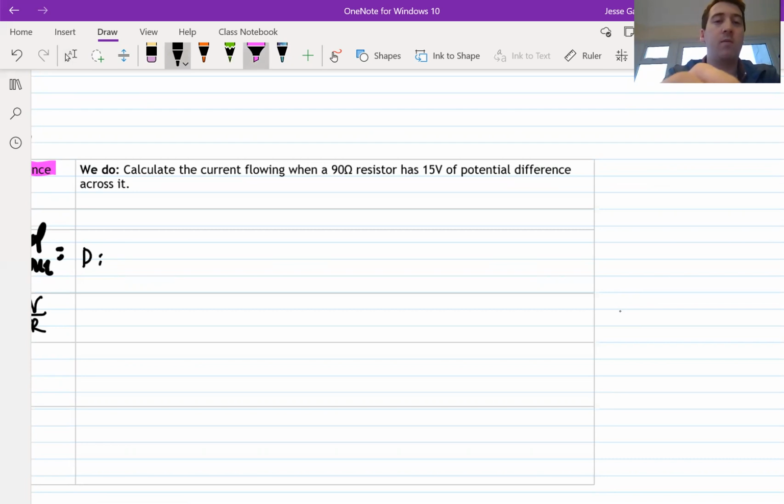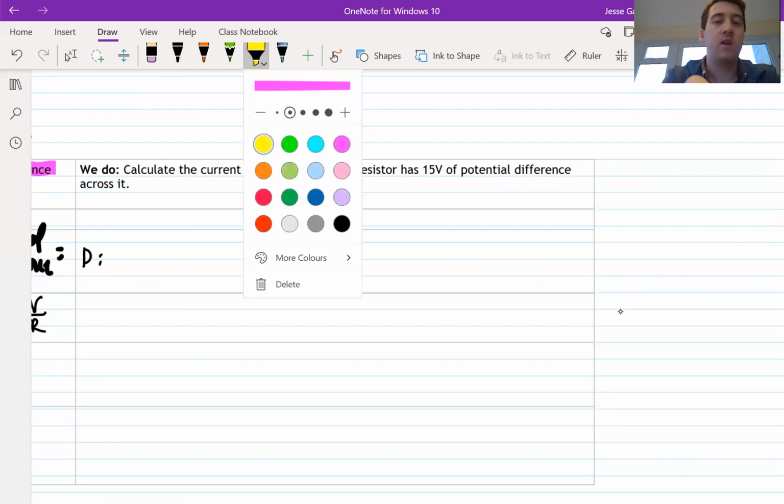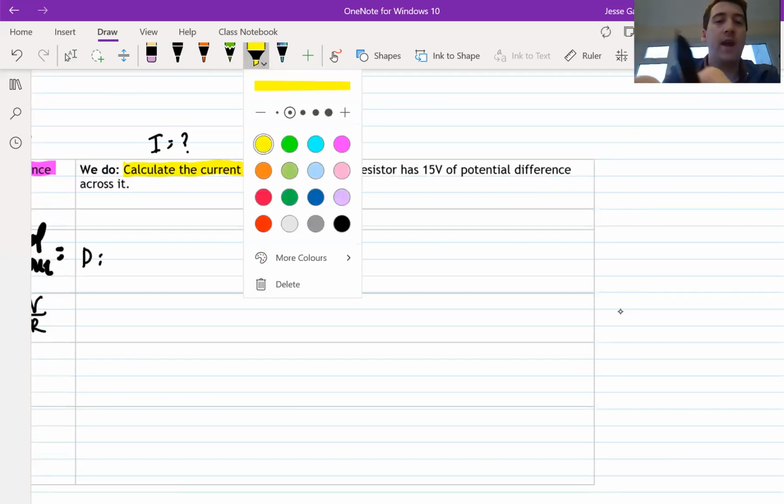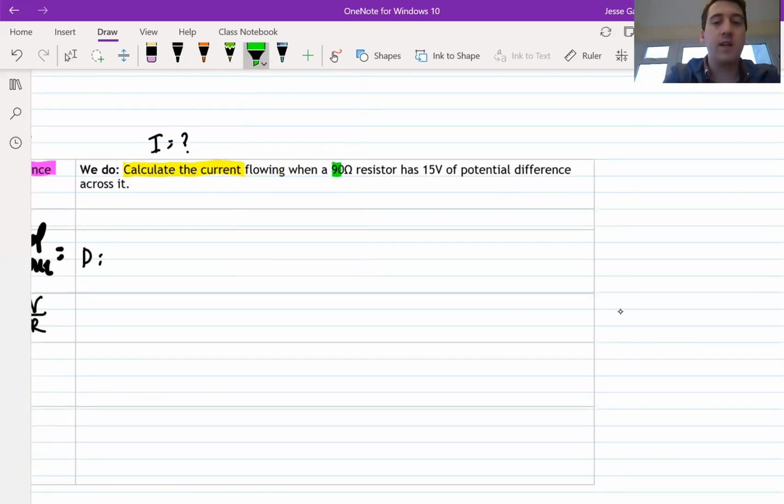Hopefully you were able to do this line by yourself. Let's check it. What does it say? It says calculate the current again, so again we have I equals question mark. That's what we're trying to find. We don't know that one. When there is a 90 ohm resistor, I know R equals 90 ohms.